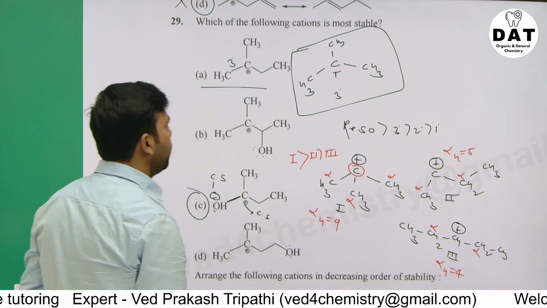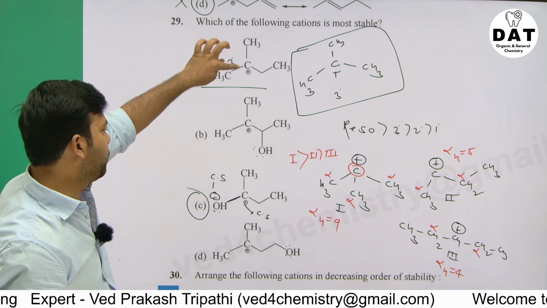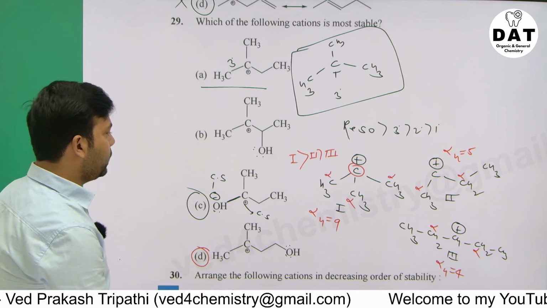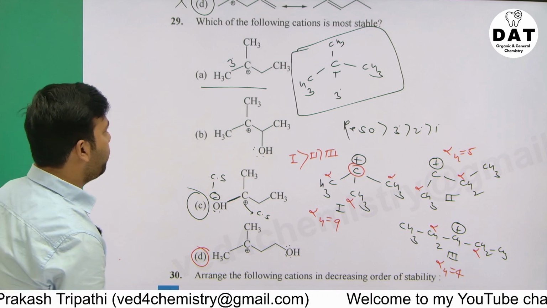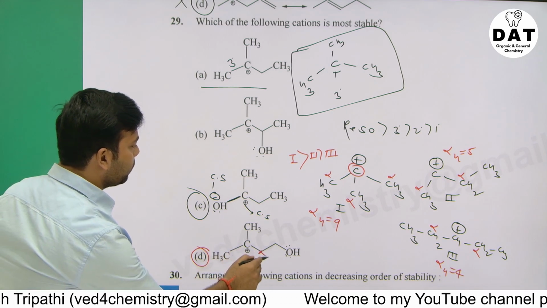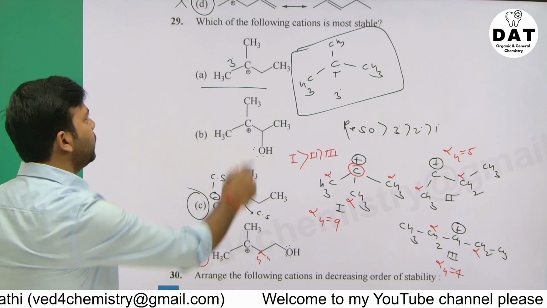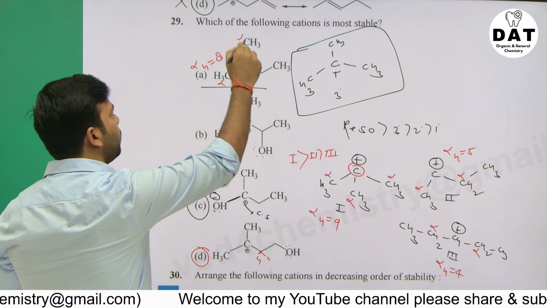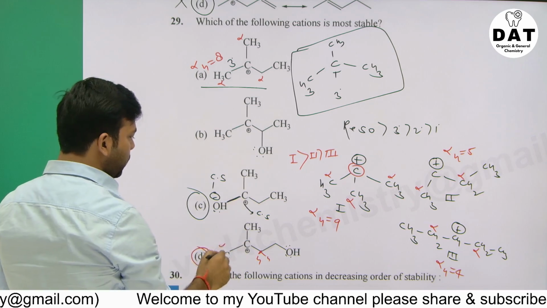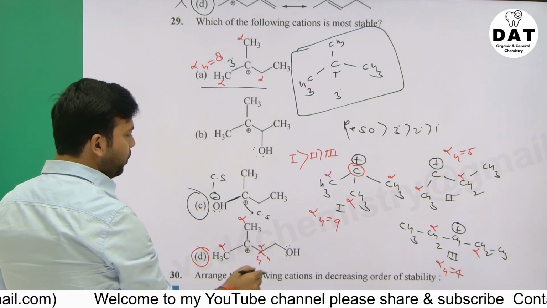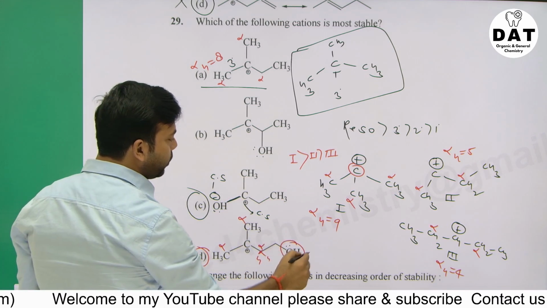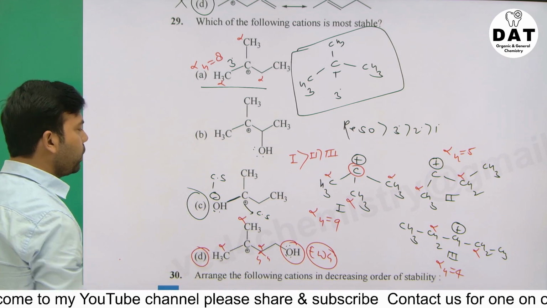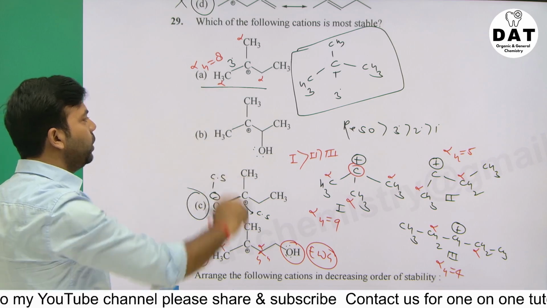Clear? So this is a tertiary, and this is also tertiary, the D1. But how many alpha H here? The same number of alpha H, yes, 3, 3, 6 and 2, 8. And here also 3, 3, 6 and 2, 8. This is alpha, this is alpha, this is alpha. This is alpha, this is alpha, and this is alpha. But here you have an OH group. OH is an electron withdrawing group, so it will destabilize the carbocation. But here we don't have any OH group, okay?